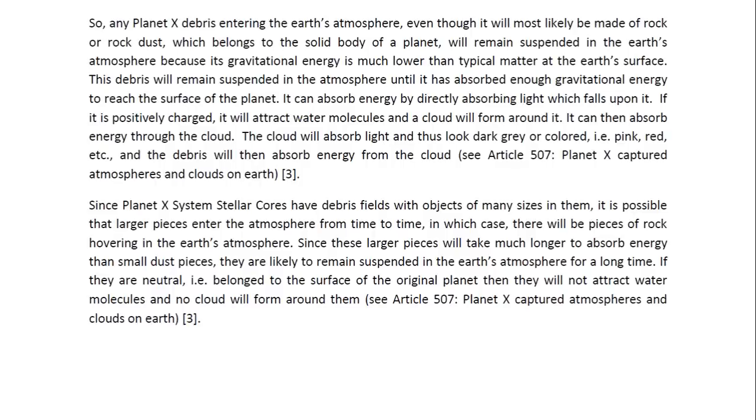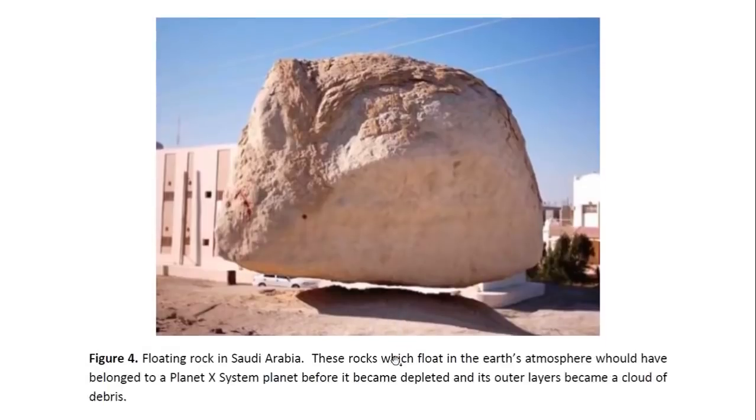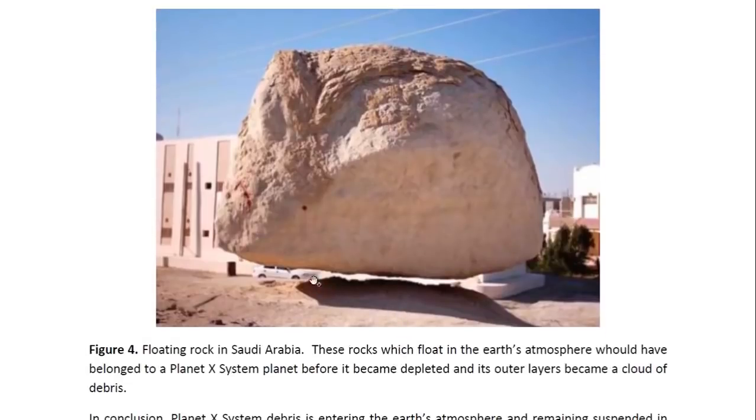If they are neutral, i.e. belong to the surface of the original planet, then they will not attract water molecules and no cloud will form around them. And you may look at article 507 again where I explain that. And here's a rock that has been discovered in Saudi Arabia, and as you can see, it's floating. It's not touching the ground.